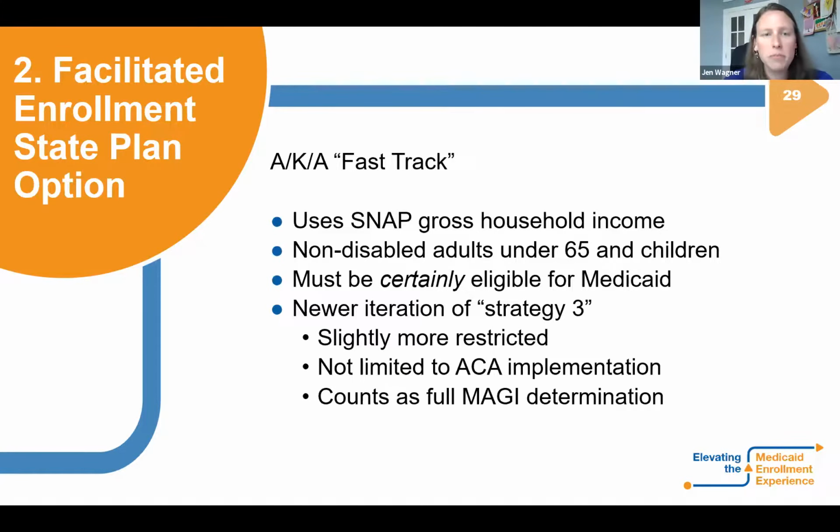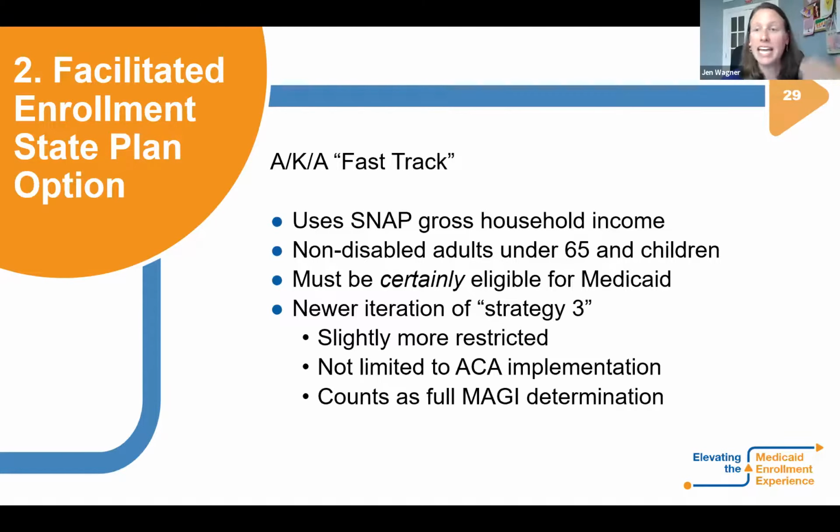This pathway is only usable for non-disabled adults under 65 and children. So basically the MAGI population. And in order to use the SNAP enrollment for Medicaid, you must be certain that the individual is eligible for Medicaid. That sounds technical, but about 95% of people in this population are eligible for Medicaid.